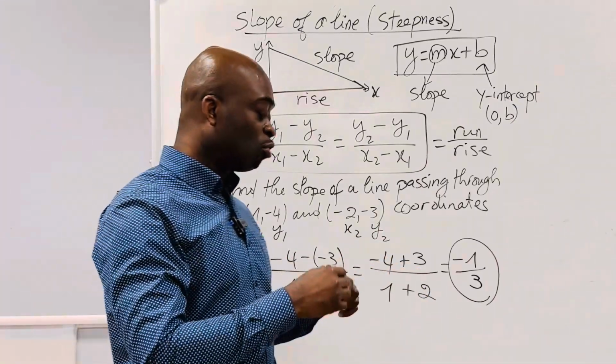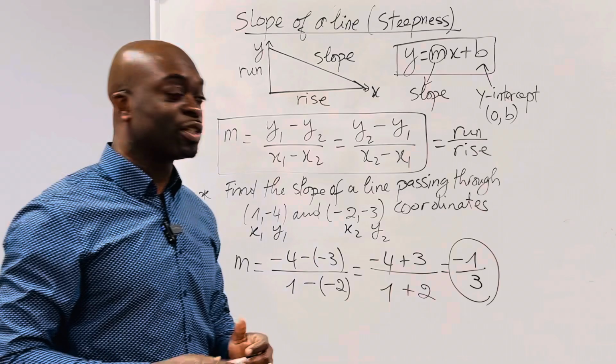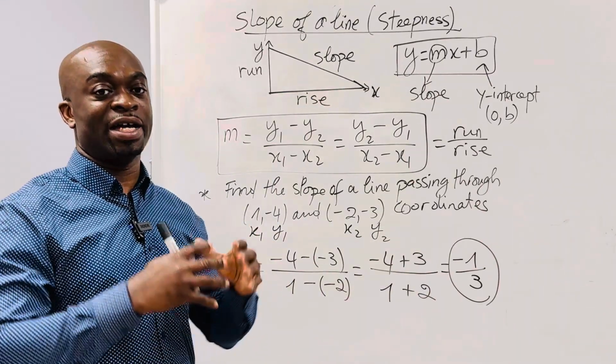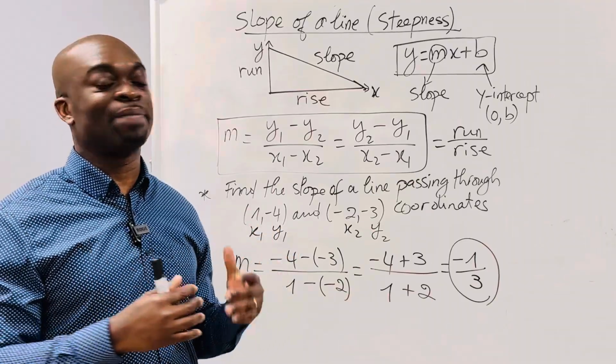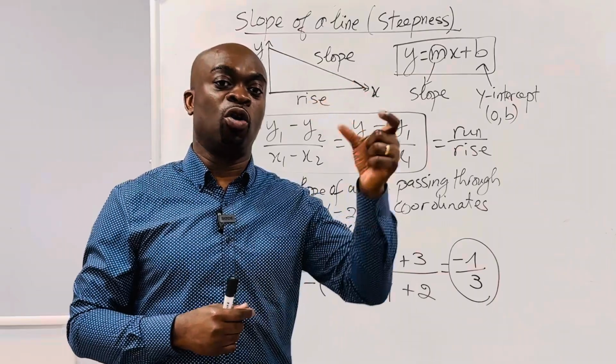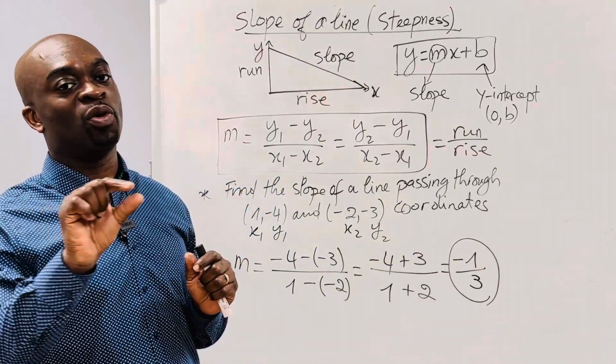So that's the run over the rise. That's the slope that we have, the steepness that we're talking about, as a fraction. And most of the time, the slope is represented as a fraction. Even if you have a whole number, that means you have an invisible 1 at the bottom of it.